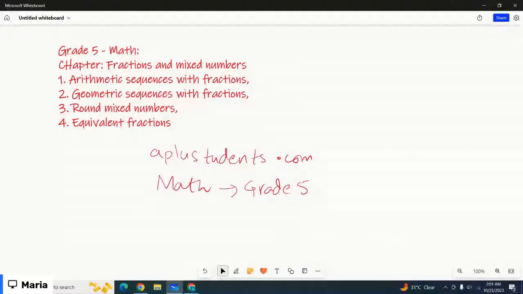The lessons we're going to cover today are arithmetic sequences with fractions, geometric sequences with fractions, round mixed numbers, and equivalent fractions. So please make sure you have your notebook and pencil so that you can note down the important examples and definitions as well. So let's just start with the first lesson, that is arithmetic sequences with fractions.